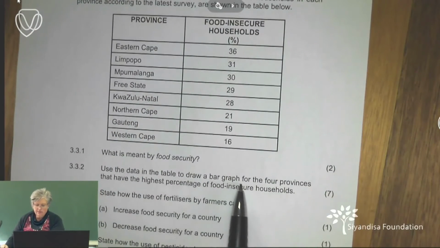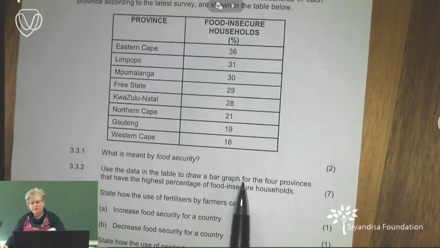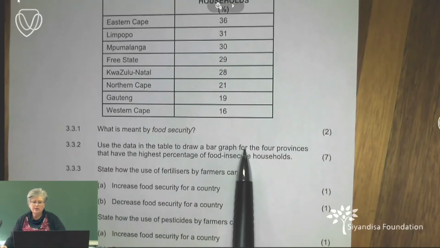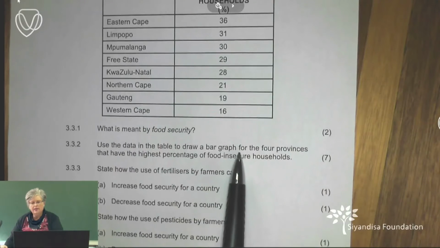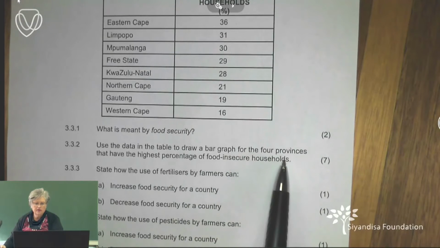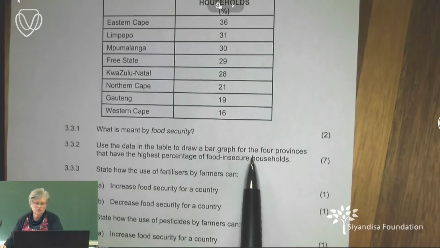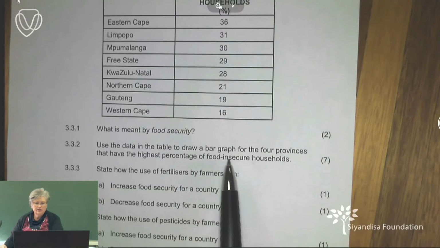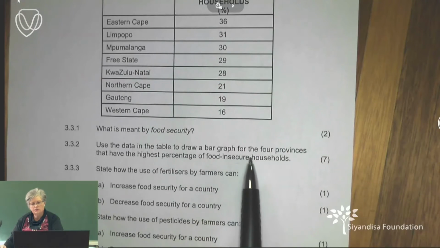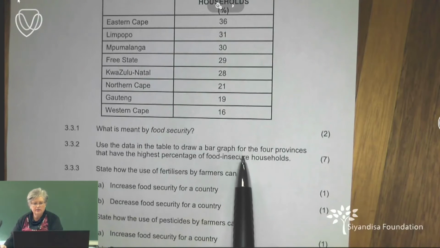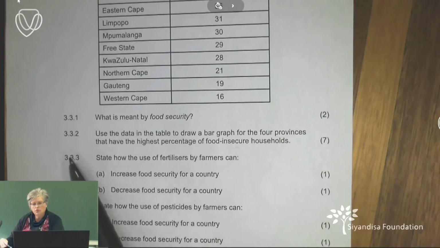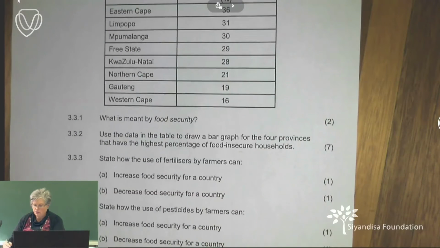Use the data in the table to draw a bar graph. Remember, in at least one paper, either paper 1 or paper 2, you will get a graph to draw. So make sure that you know the skills to draw a graph. I think for you as level 7s, this is almost automatic. Just make sure that your X and Y labels are correct, that your spacing is correct, and that your headings are correct. Now we come to more interpretive or more difficult questions.